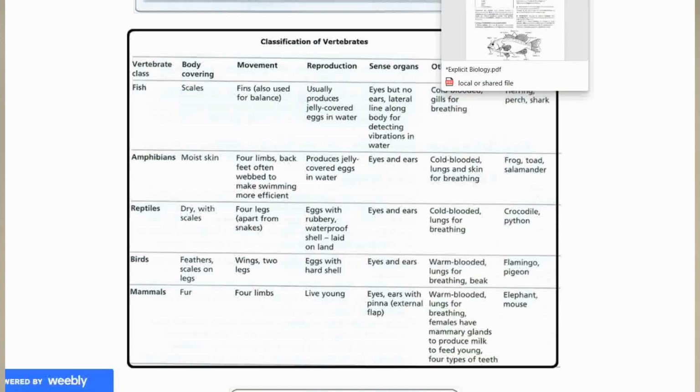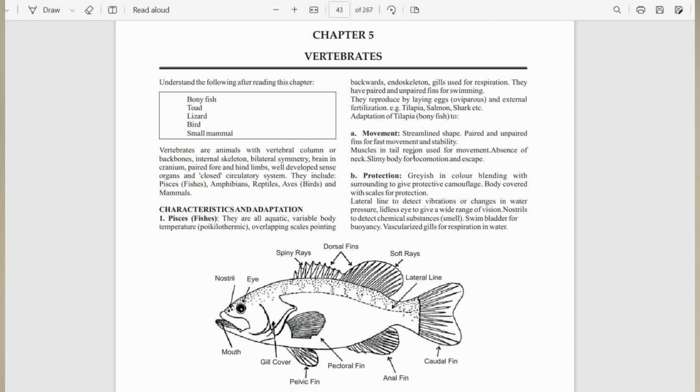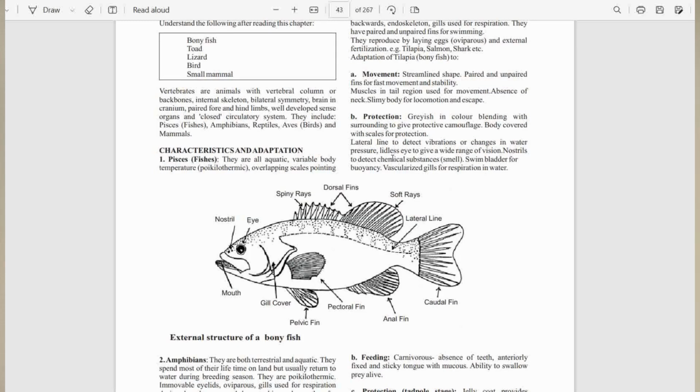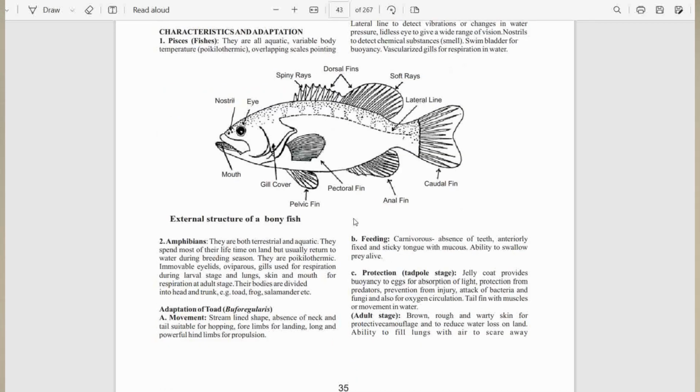So in the JAMB syllabus, if we go back to explicit biology, in the JAMB syllabus, you are expected to be able to explain using a representative organism. For example, the tilapia fish. You should be able to draw and label the tilapia fish and be able to describe a few things about it. And that is found here in this book.